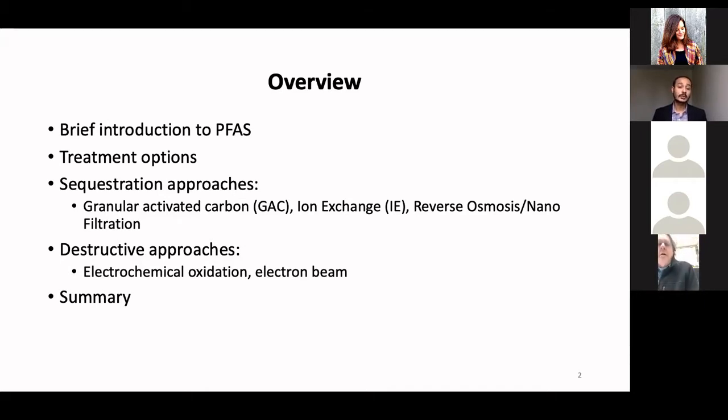I would also briefly touch the available technologies for destructive removal of PFAS and highlight some of the ongoing research at the Center for Clean Water Technology, more specifically on electrochemical treatment and electron beam treatment of PFAS, and conclude my presentation with a summary of what we understand to date about PFAS treatment.